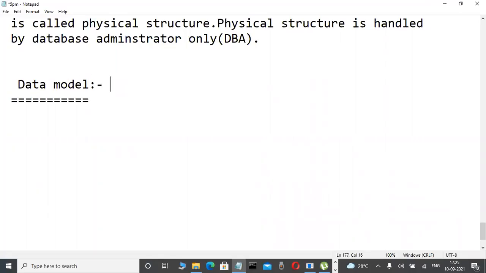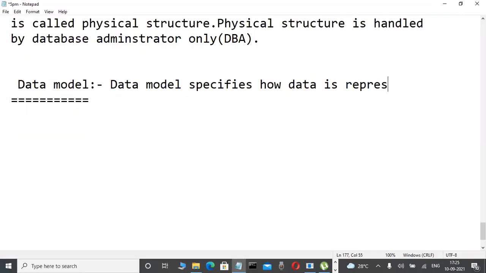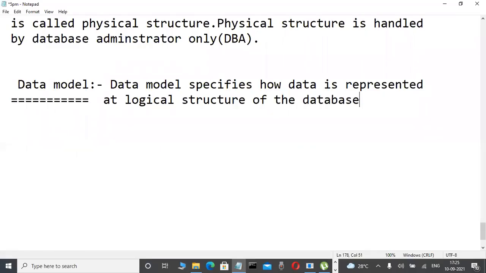Write it. Data model specifies how data is represented at the logical structure of the database. Not the physical, the logical structure. Data model specifies how data is represented at a logical structure of the database. Simple.